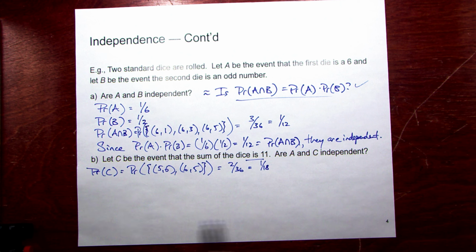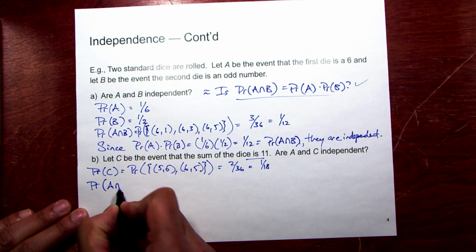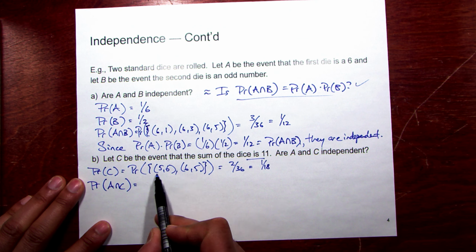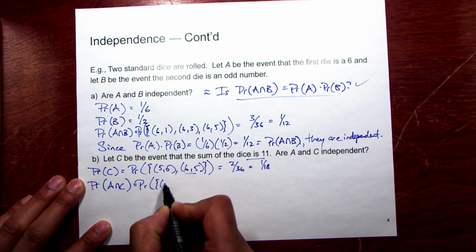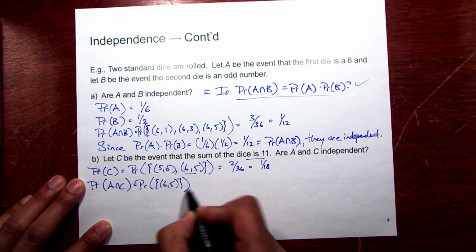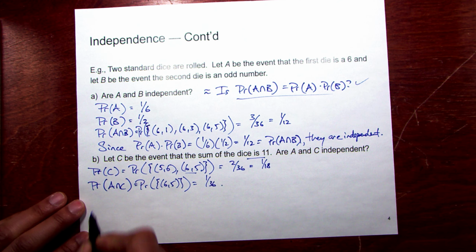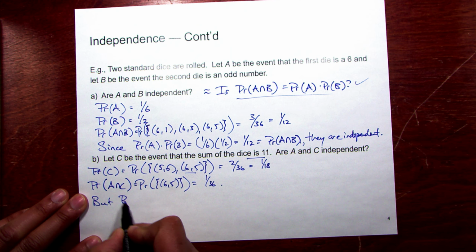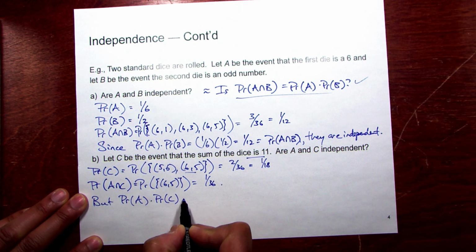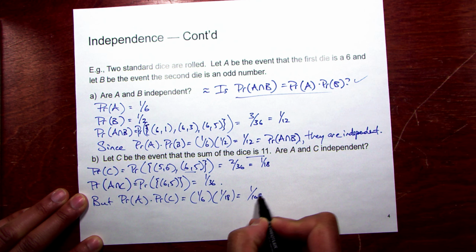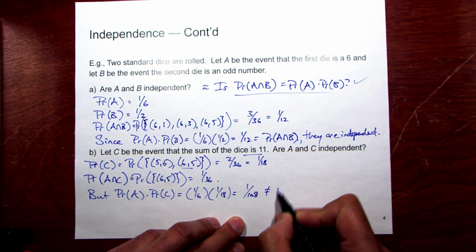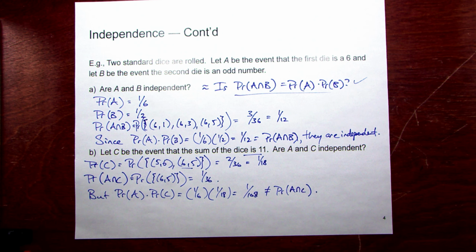But let's just see what's in A intersect C anyway. All the outcomes where the first die is 6: there's 1 outcome, 6/5, which is 1 out of 36. These 2 things are not equal, so the product of the probability of A and the probability of C is 1/108th, which is not equal to the probability of A intersect C. So, not independent.